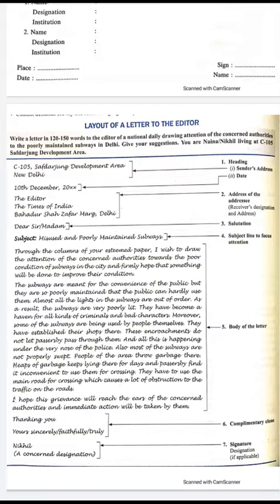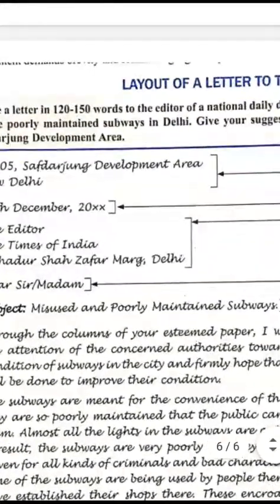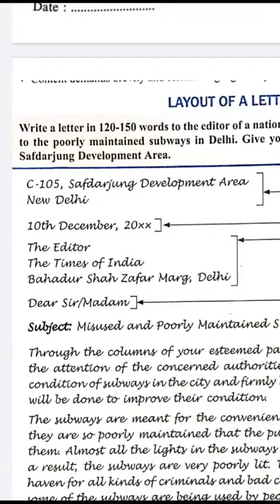Coming to the type, you can see I'm reading the question first. Write a letter in 120 to 150 words to the editor of a national daily, drawing attention of the concerned authorities to the poorly maintained subway in Delhi. Give your suggestions. You are Naina Nikhil, living at C105, Safdarganj Development Area. So, the first task is to read the question first and find out what all information is given in the question.